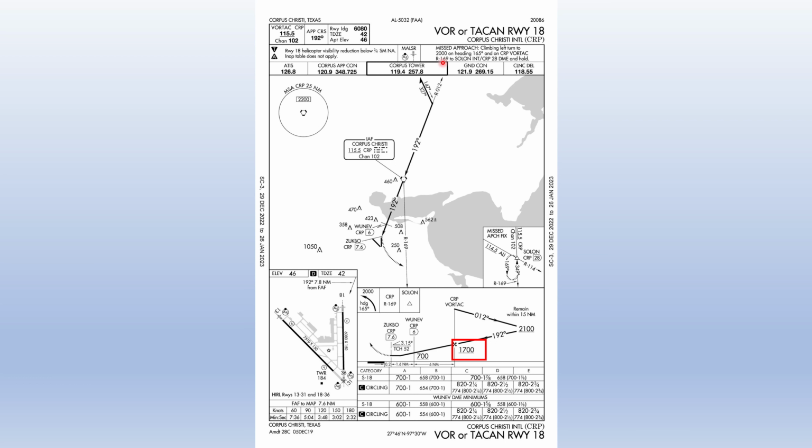So again, using this VOR to runway 18 as our example, we have established ourselves outbound. We come out here for 2 minutes. We fly the 327 heading for a minute. We turn around 180 degrees and fly that 147 heading. We intercept the 012 degree radial and then start flying it inbound on a 192 heading. And once we're established on that radial, we know we can descend from 2,100 feet down to 1,700 feet.